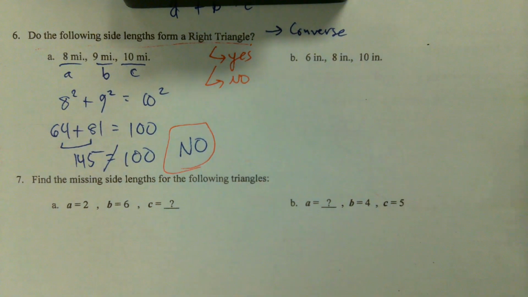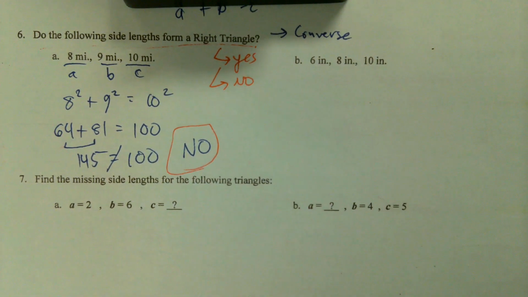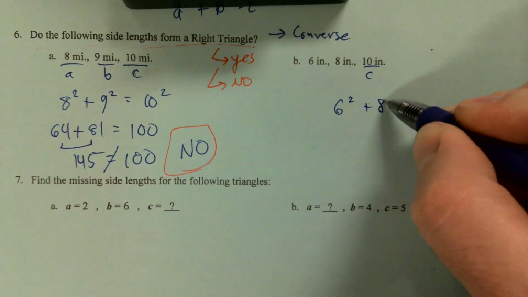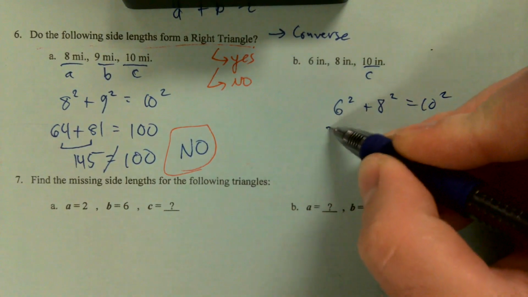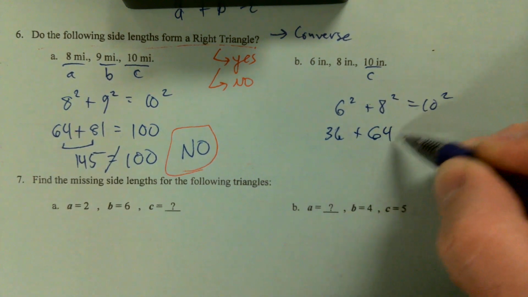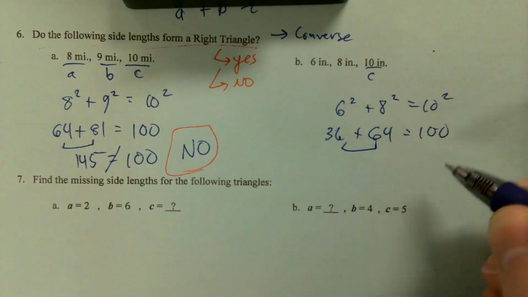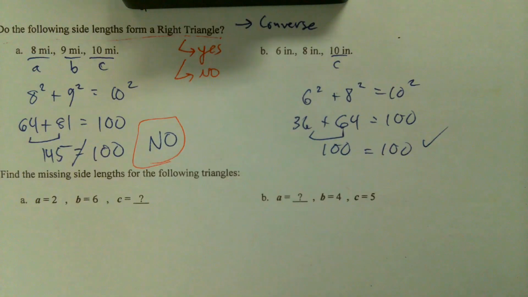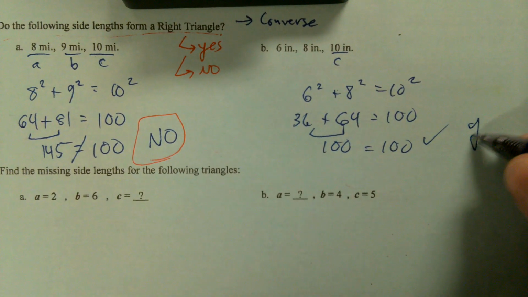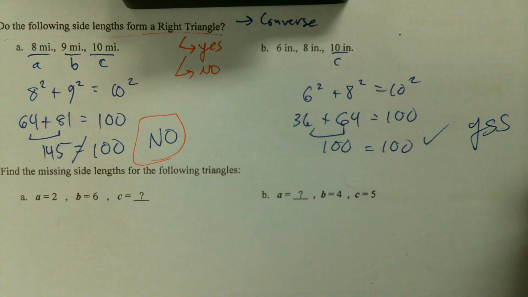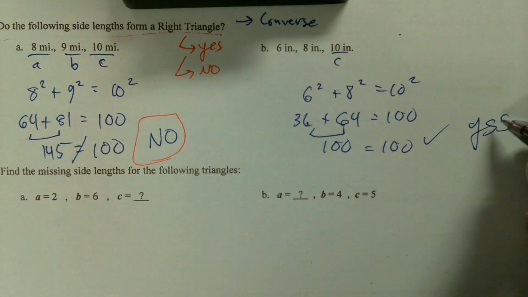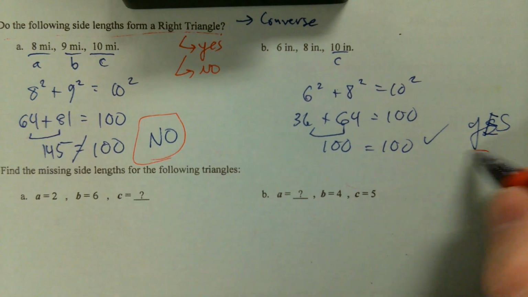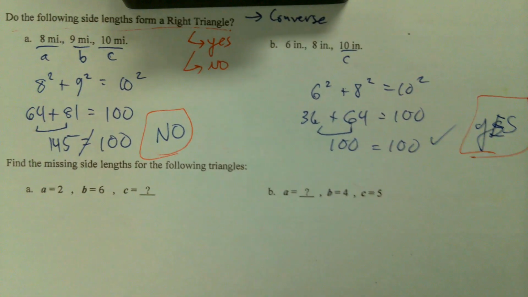Let's take a look at B. What am I going to plug in for c on this second problem? 10 again. 6 squared plus 8 squared equals 10 squared. 36 plus 64 equals 100. What is 36 plus 64? 100. That is true, so what's my answer? Yes, this does form a right triangle. Yes, there we go. You know what I mean.